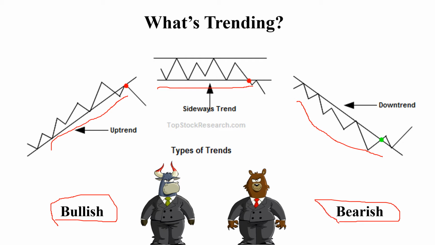And the reason why they're called bullish is because a bull actually attacks by lowering its head and then coming up on its prey. That's why it's called bullish. Whereas a bear will stand on its hind legs and come down on its prey. That's why it's called bearish.